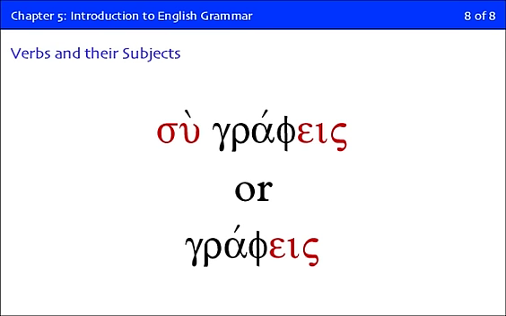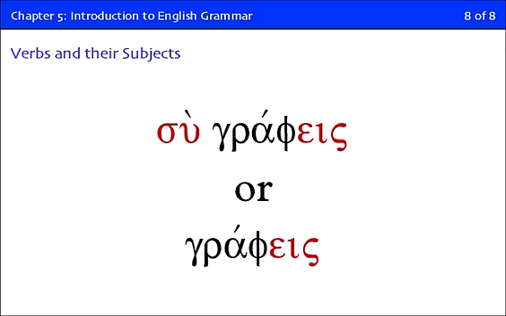Now here's the little tricky part. Because the subject is contained in the verb, the Greeks don't have to actually give you the subject. In other words, Paul could say su graphes, or he could say graphes. And both mean the same thing. They both mean you write.